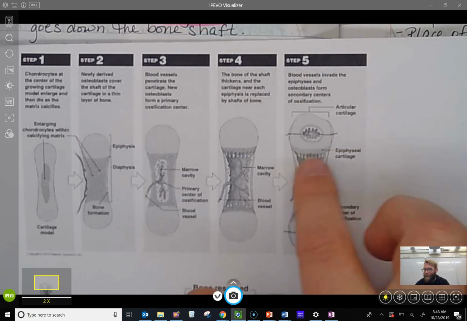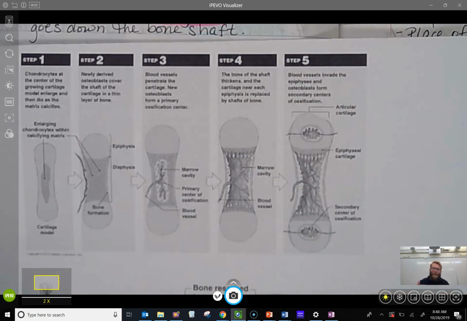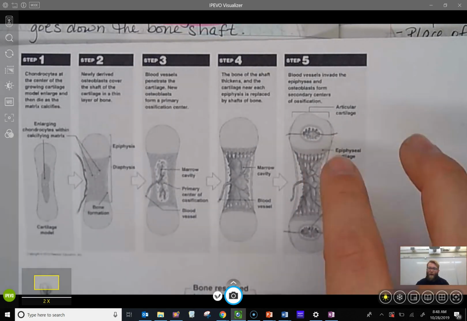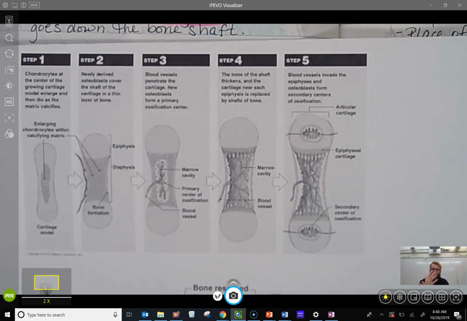This epiphyseal cartilage that's here is what's going to allow us to continue to grow. Our secondary centers of ossification are where we're forming the ends of the bone, increasing the surface area to allow for the joints to form, where we have connections and articular surfaces on each of the ends.